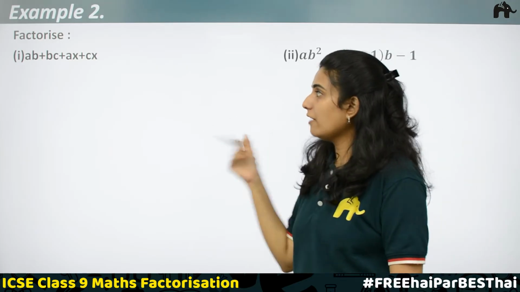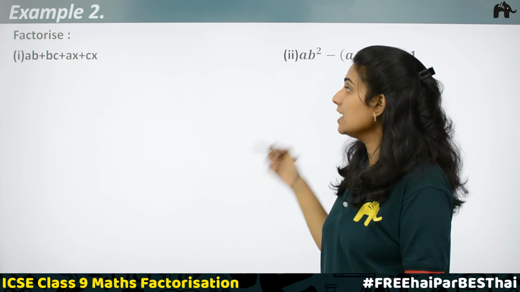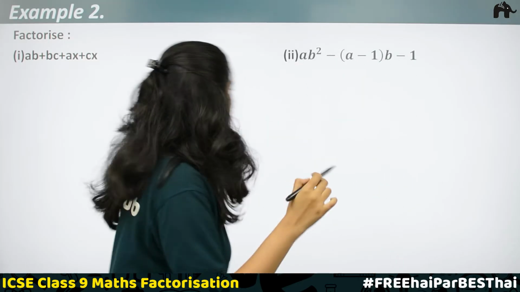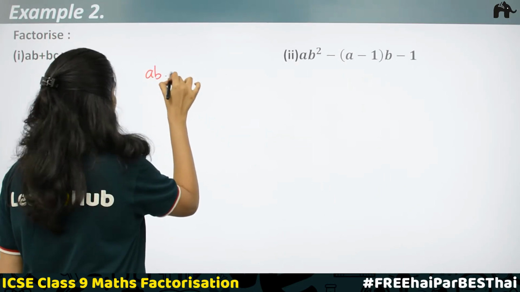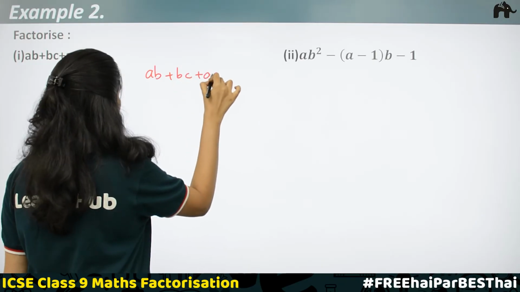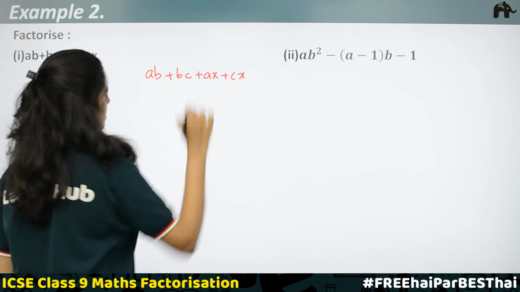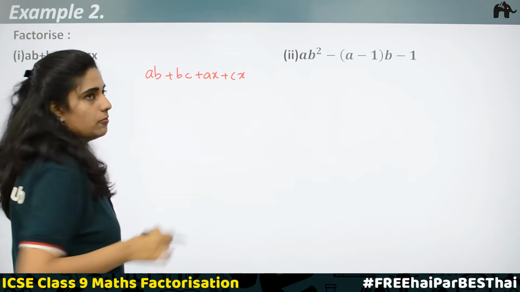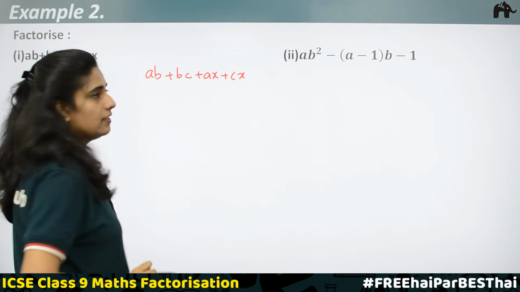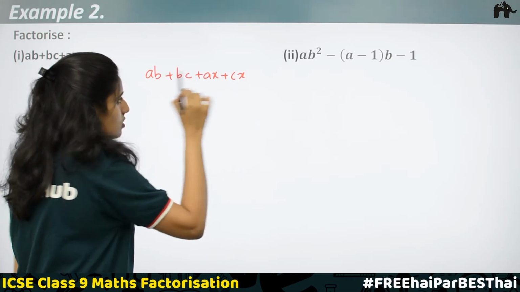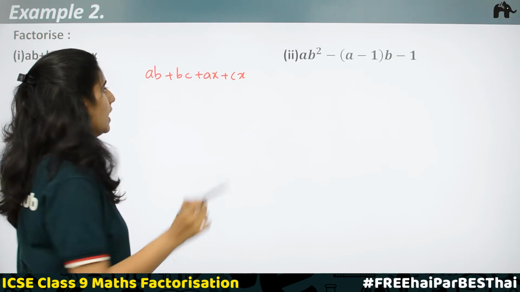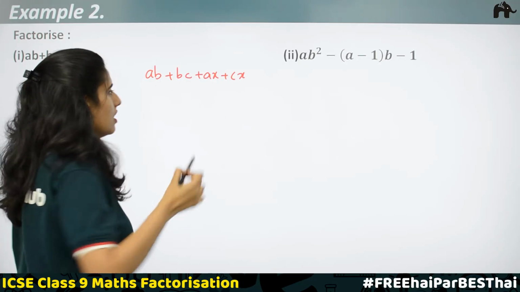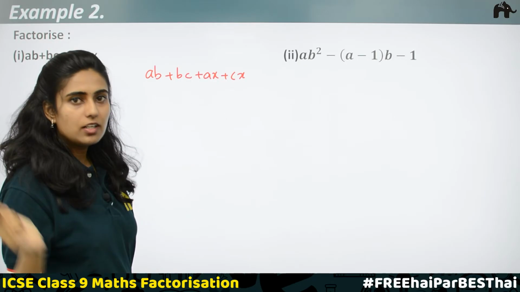Second example, we have to factorize using the grouping method ab plus bc plus ax plus cx. Okay, how to do the grouping? Here when you choose these 2 terms, first 2 terms, b is common. When you choose these 2, x is common. If I am choosing bc plus ax, is there any common factor? Except 1, there is no other common factor.